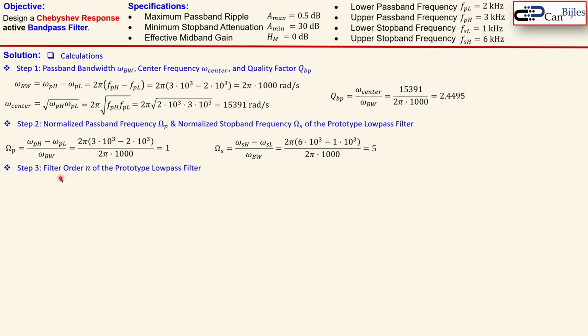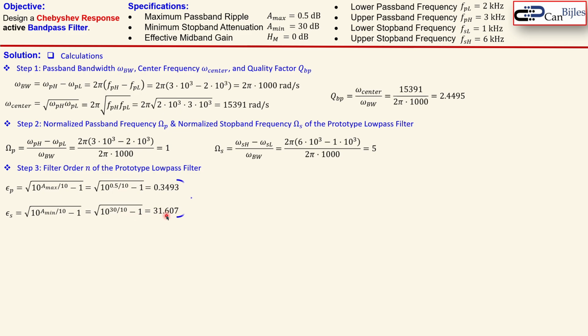Now the filter order, one of the important steps for the prototype low pass filter, we would like to calculate that. First we go to the epsilon p, which is related to A max, which is 0.5, so that we'll substitute it here. You will get here 0.3493. Epsilon s, similar to the first one, we will use the A minimum stopband attenuation. That will give us here 31.607.